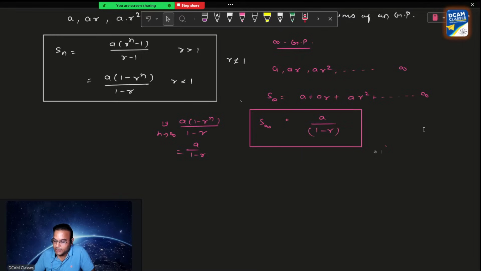First try to solve this question. It's from the IIT, but it's not that difficult. It's easy only. You will be able to solve.